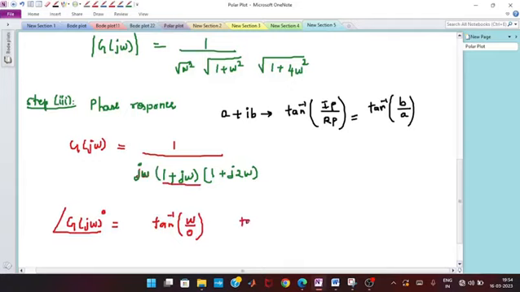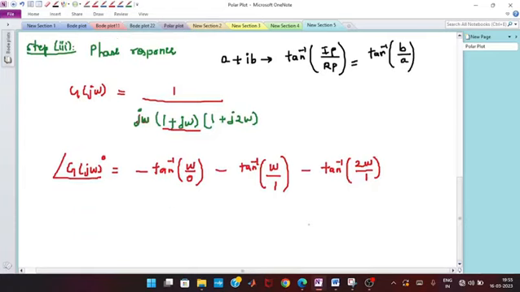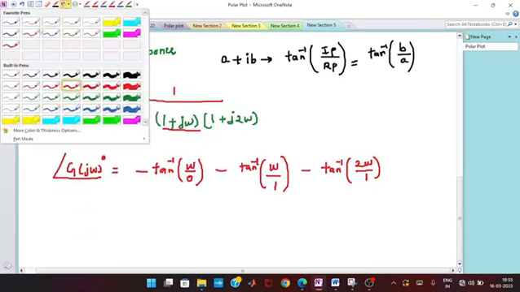That is tan inverse of omega, the imaginary part, divided by 1, the real part. And for the last term, tan inverse of the imaginary part, 2 omega, divided by the real part, 1. Since all these terms are in the denominator, I can put a minus sign in front of everything.